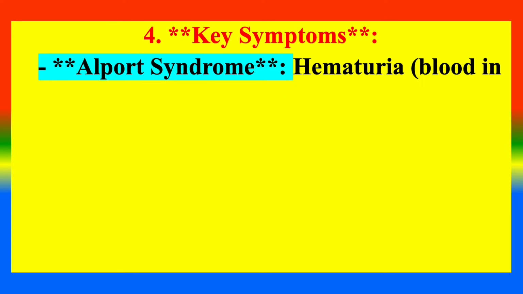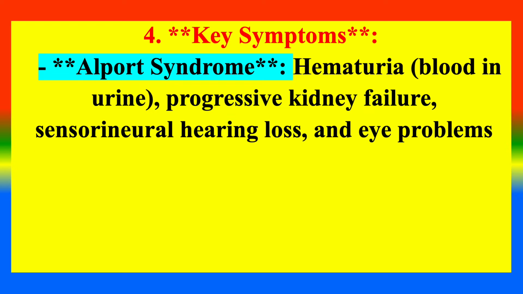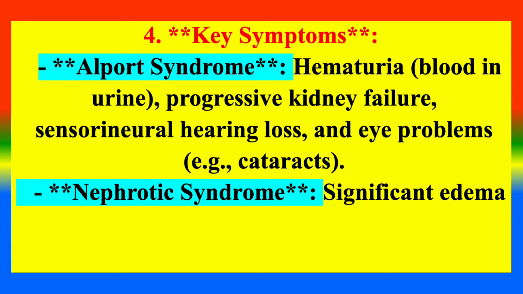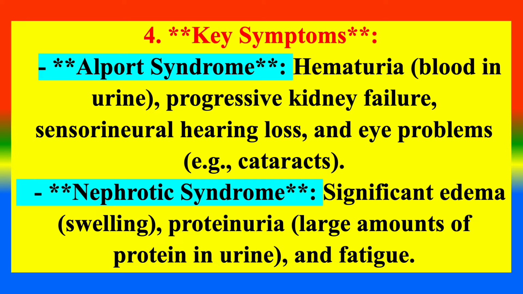For key symptoms, Alport syndrome: hematuria, blood in urine, progressive kidney failure, sensorineural hearing loss, and eye problems, for example, cataracts. Nephrotic syndrome: significant edema, swelling, proteinuria, large amount of protein in urine, and fatigue.